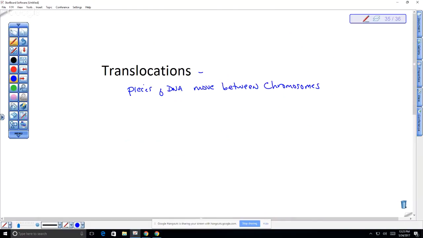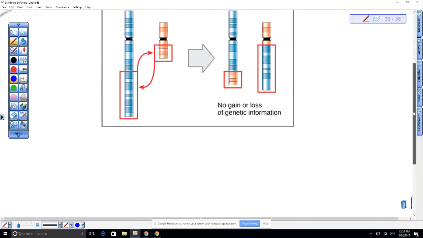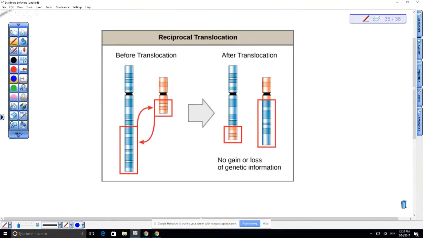So if we look at the example from your textbook, it looks like this. This sometimes happens where a piece of one chromosome gets moved to the other. So this one, and this one got moved to this chromosome. So the chromosomes look different, but there is no gain or loss of genetic information. Let's see, I'm confused. Okay, so this one went to this chromosome and this one went to that chromosome, right? And so these are the resulting chromosomes.